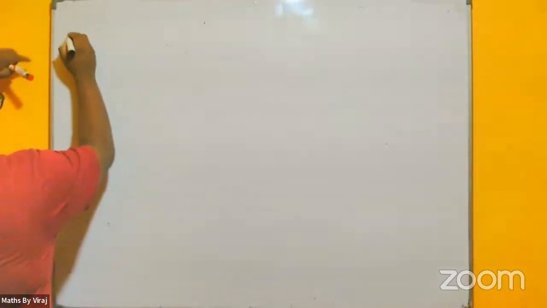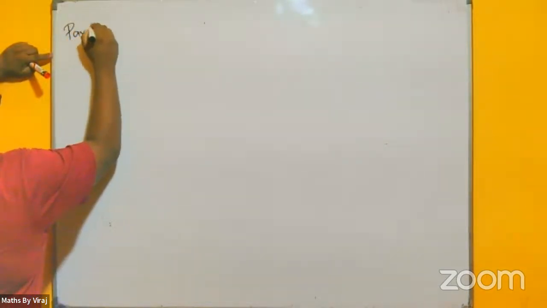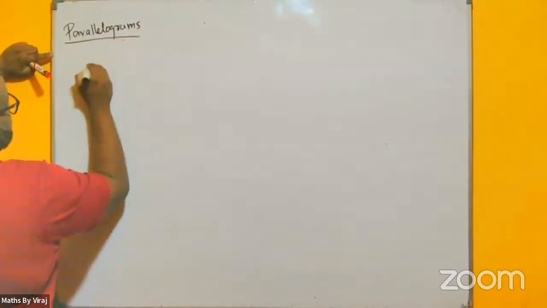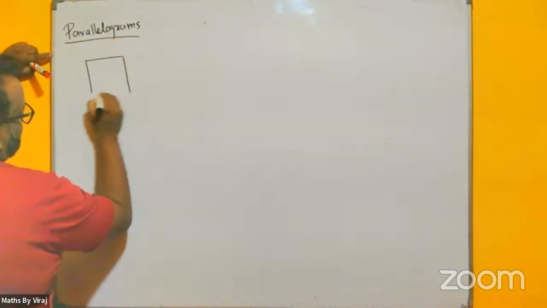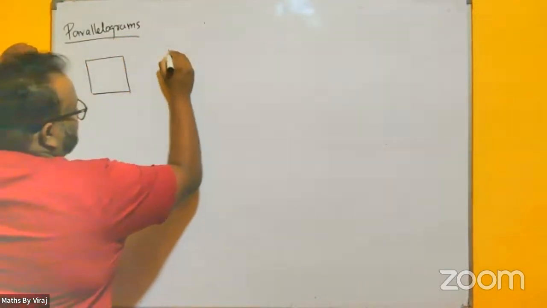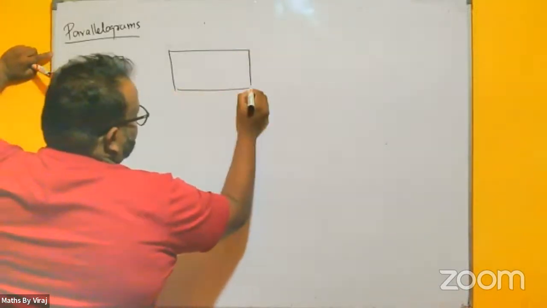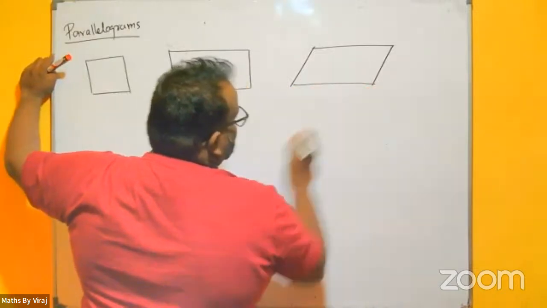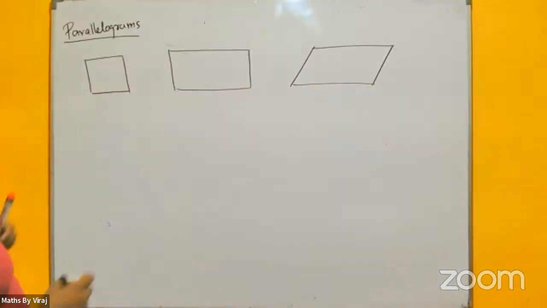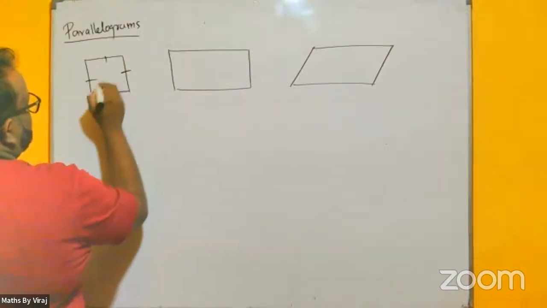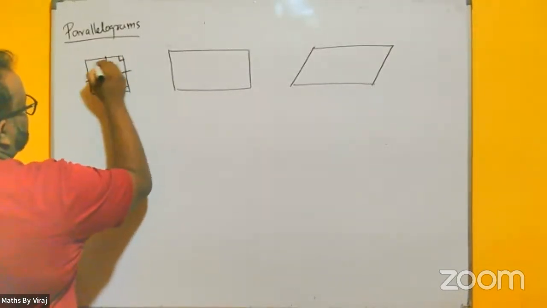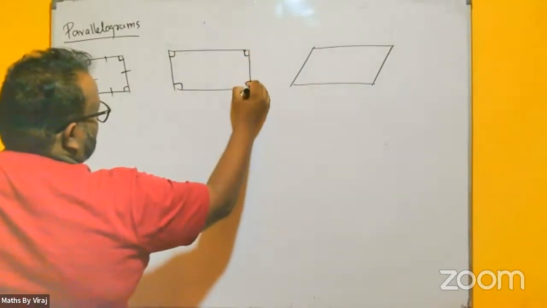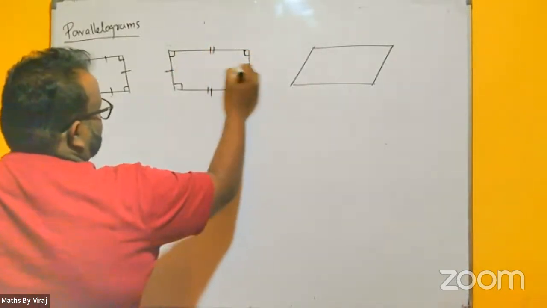Now there are basic types of parallelograms that we have. There are three basic types. The ones that we think are parallel, right? This is a square. We do understand that all the sides have an angle of 90 degrees.